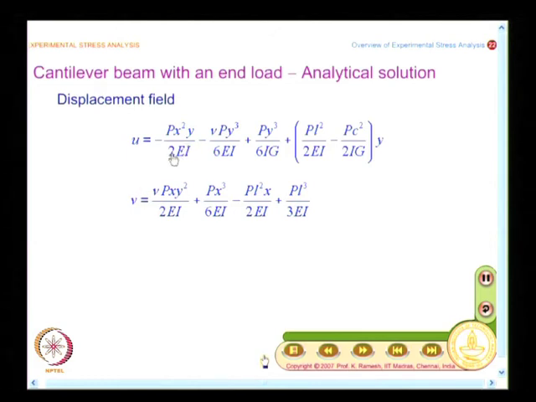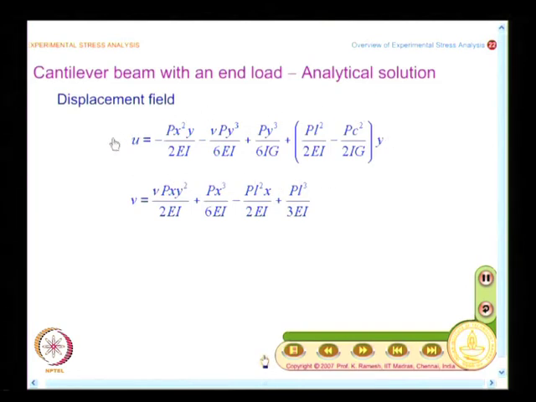If you look at it, it is minus P x squared y divided by 2EI, minus nu times P y cubed divided by 6EI, plus P y cubed divided by 6IG, plus within brackets P l squared by 2EI minus P c squared by 2IG, multiplied by y. And what is the interesting thing about this expression? When y is 0, u is 0.